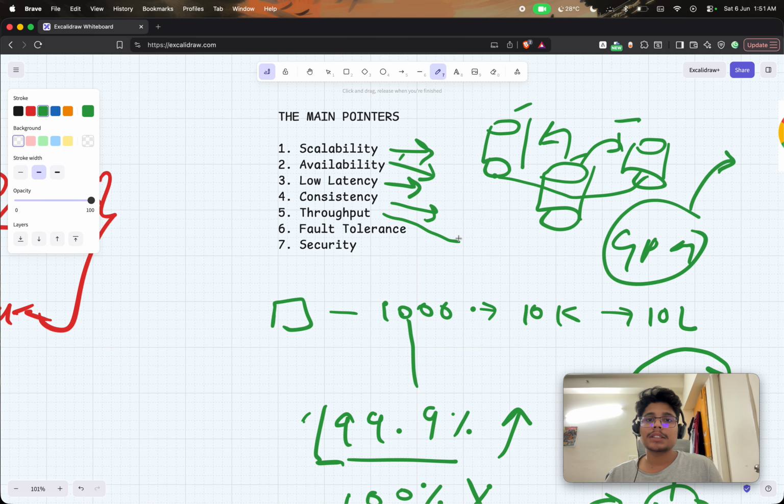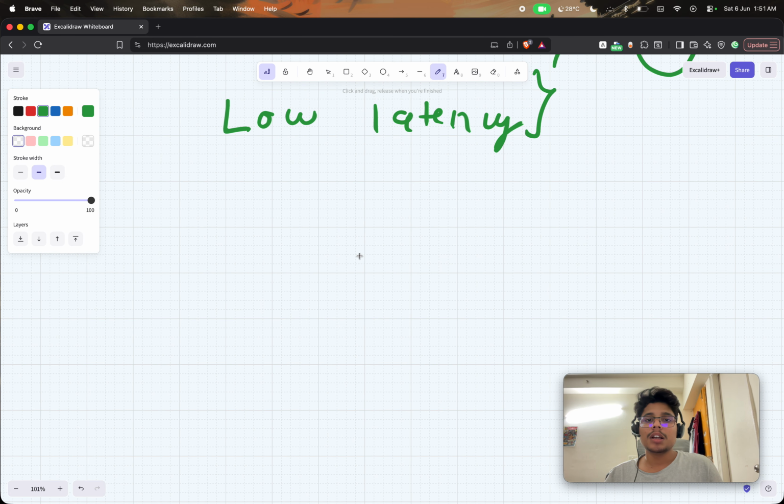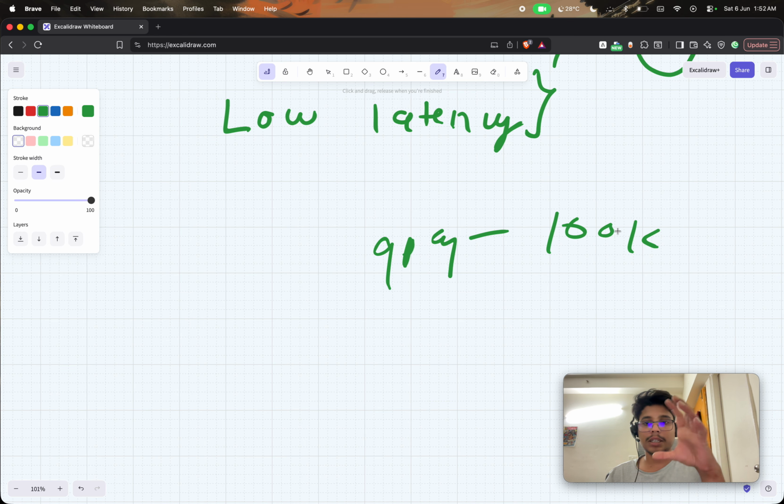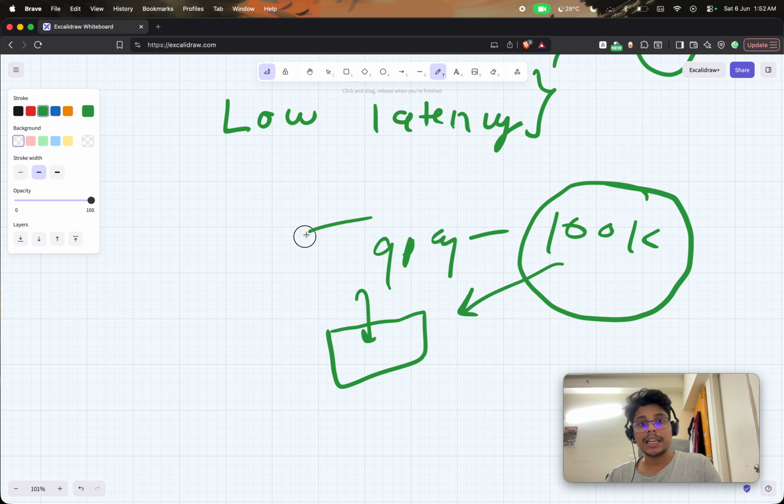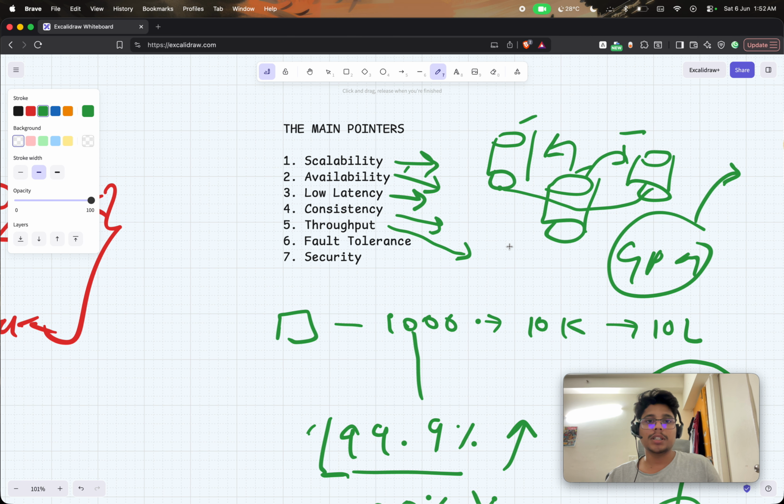Throughput means, suppose Google Pay is being used by 100k people at one time, in one second, while you're watching this video. No one should experience a lag, no one. So this is throughput: at a single moment, in a single second, how your site reacts in that moment.